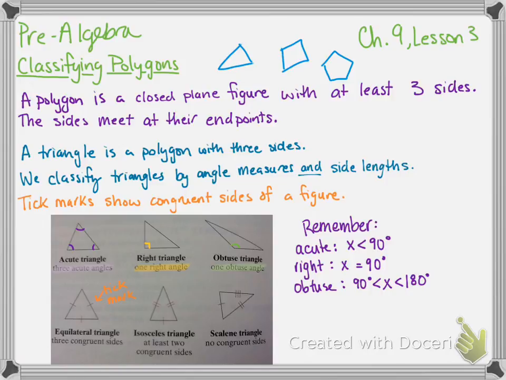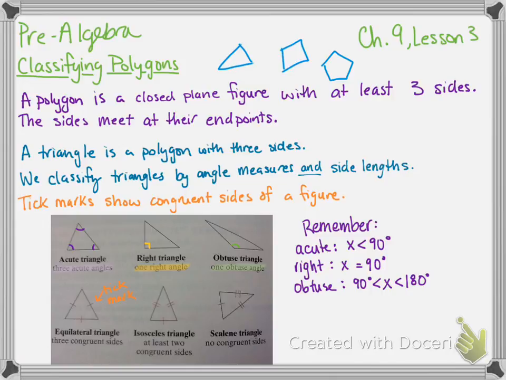Again, the only time that you're going to have exactly 3 acute angles is in an acute triangle. Everything else will have at least 1 angle that is more than an acute angle. And here are the tick marks. That's a tick mark. Tick marks show that the sides are equal.